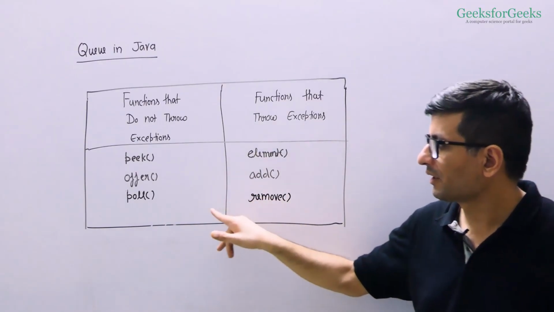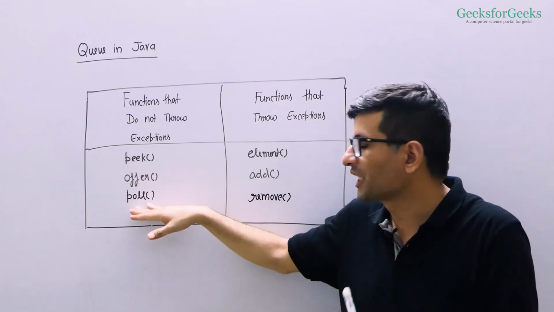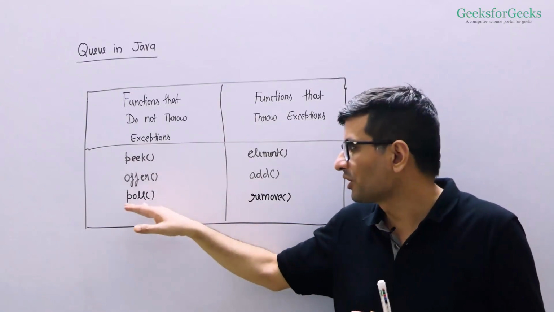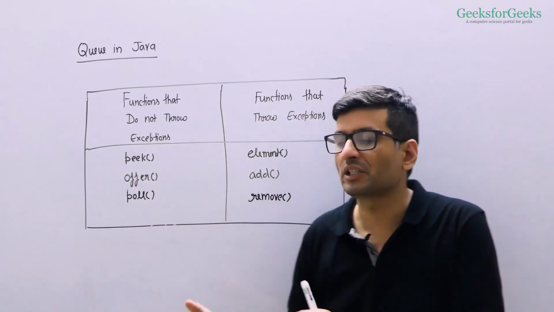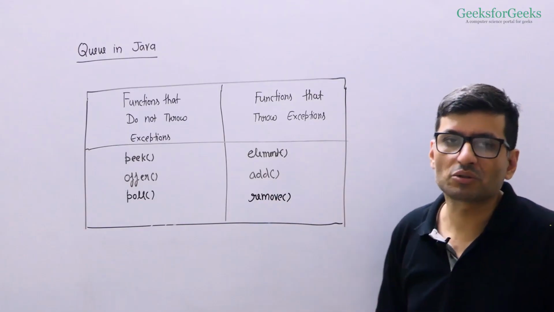Remove function, if everything is fine, then it's the same as poll function. The difference is poll is going to return null if the queue is empty. If the queue is empty, then remove is going to throw an exception.